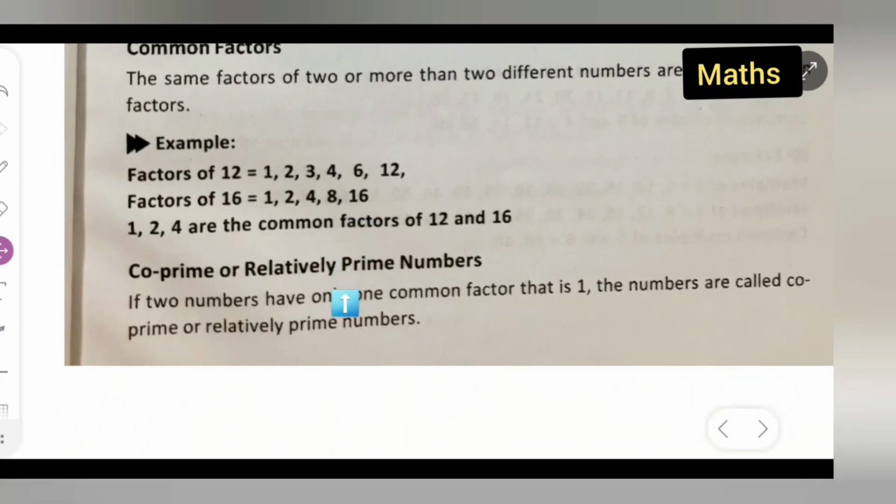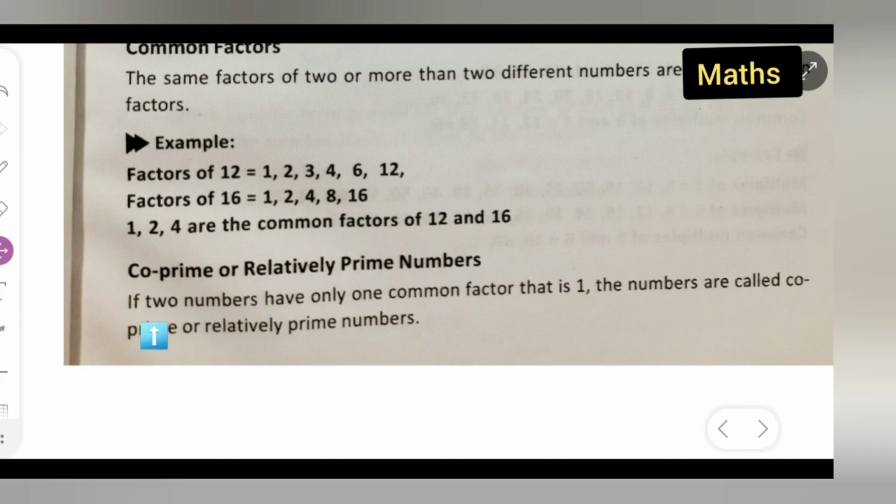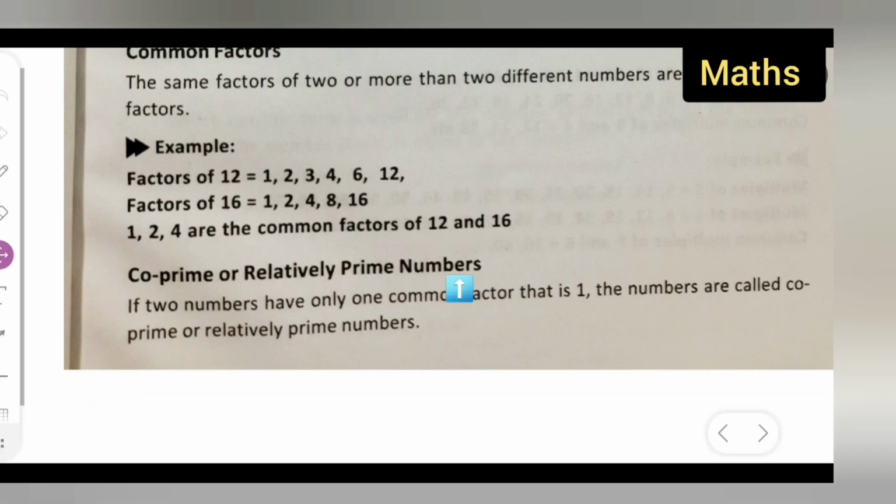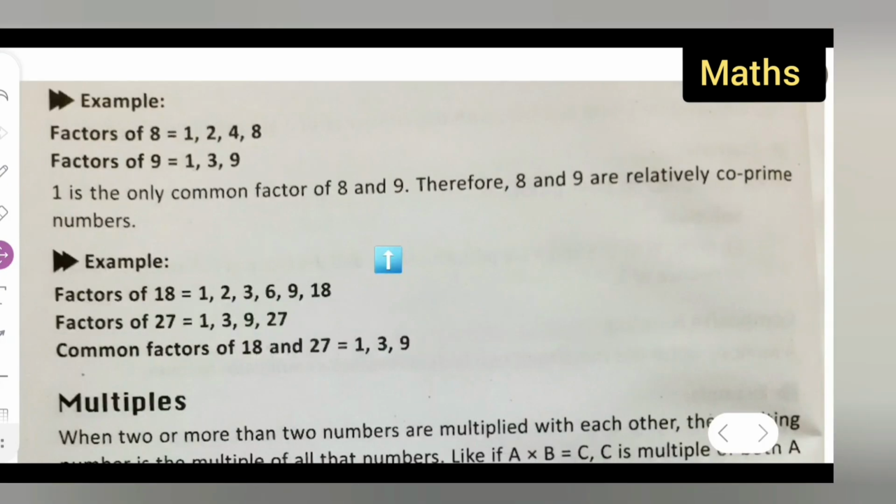Next, let us see co-prime or relatively prime numbers. If two numbers have only one common factor, that is 1, the numbers are called co-prime or relatively prime numbers. Let us see an example: factors of 8 are 1, 2, 4 and 8.